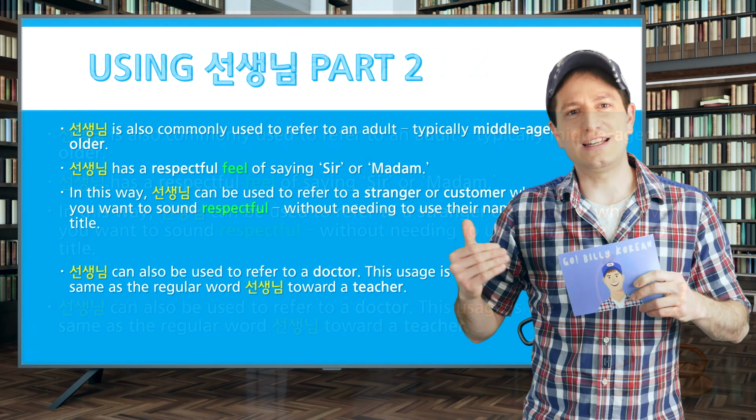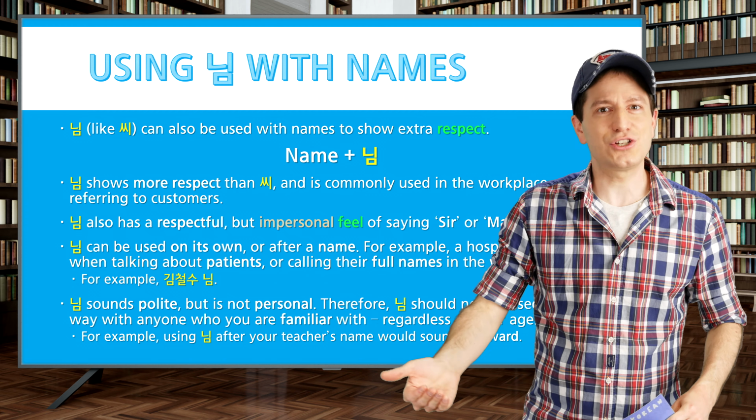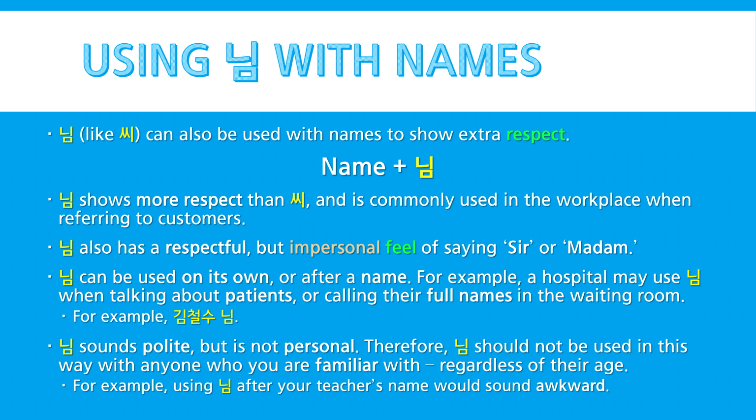And we're not done with using 님. Just like 씨, 님 can also be used after a person's name to show even more respect than using 씨. Here's how that works. You take a person's name and you attach 님. Now, this shows more respect than 씨, and is commonly used in the workplace when referring to customers. 님 also has a respectful but impersonal feel of saying sir or madam. And in addition, unlike 씨, 님 can be used on its own, or after a name.